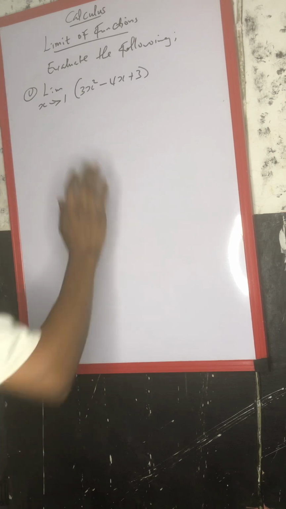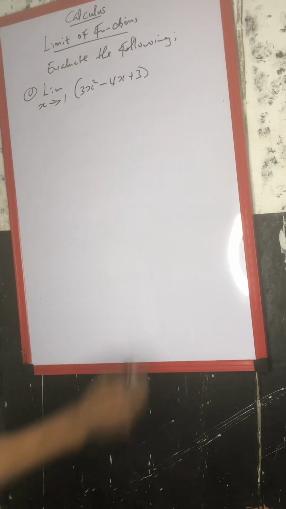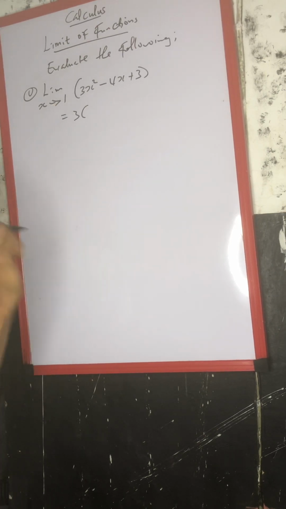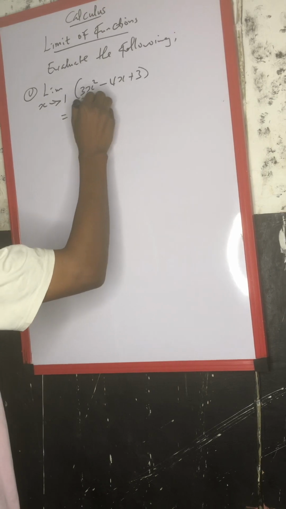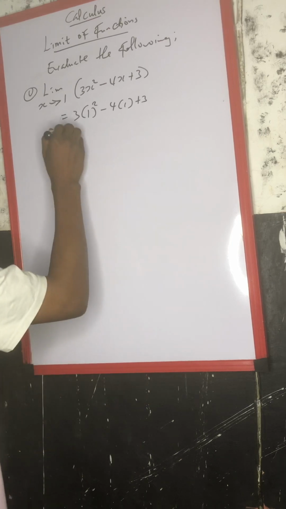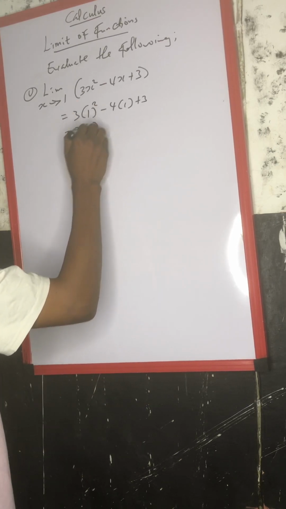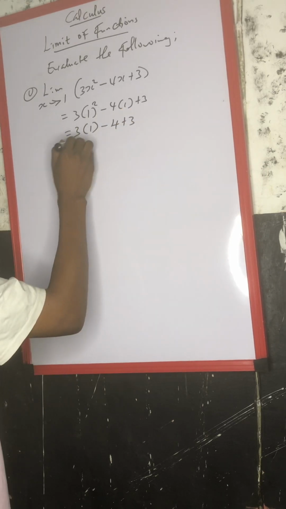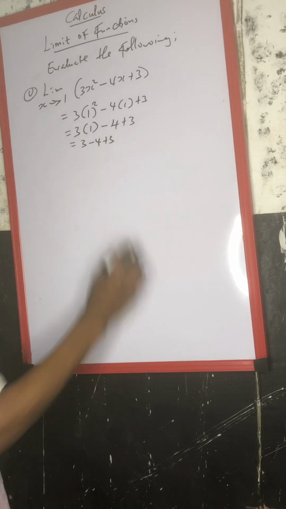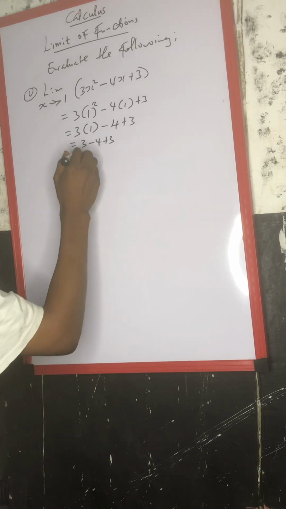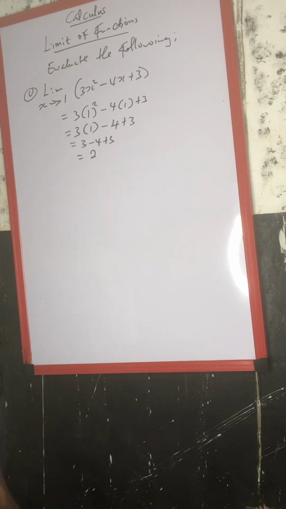It simply means that whenever you see x, the first step you take is to substitute that value. So this solution is the same as 3 bracket, our x is the same thing as 1, which is 1 raised to power 2, minus 4 bracket 1, then plus 3. From there it becomes 3 bracket 1 raised to power 2, which is 1, then minus 4 plus 3. And 3 times 1 will give us 3 minus 4 plus 3. 3 minus 4 will give us minus 1, and minus 1 plus 3 will give us 2. So that is our answer.